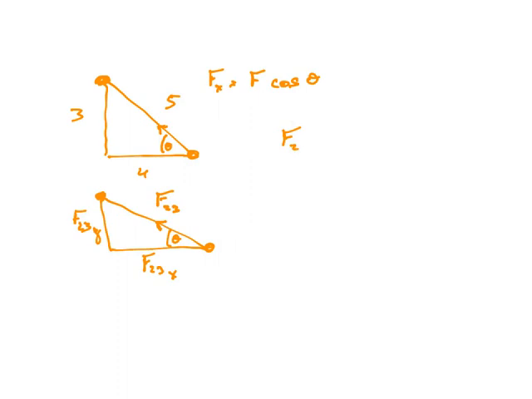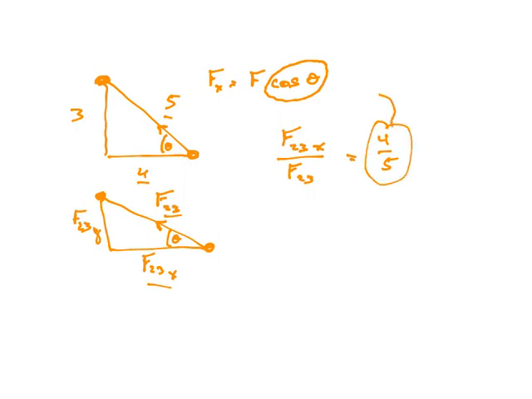Then it must be that F23X divided by F23, the ratio of the X side to the hypotenuse, is the same as the ratio of the X side to the hypotenuse of the other triangle, 4/5. It's the same thing. And what that means is, instead of having to calculate theta and then write down cosine of theta, I could just write down this instead.